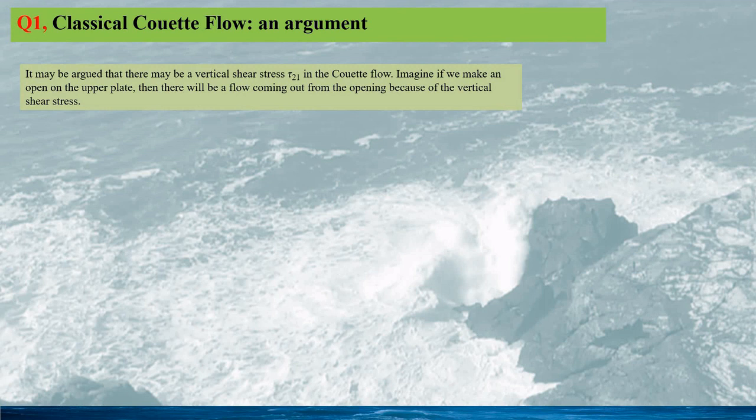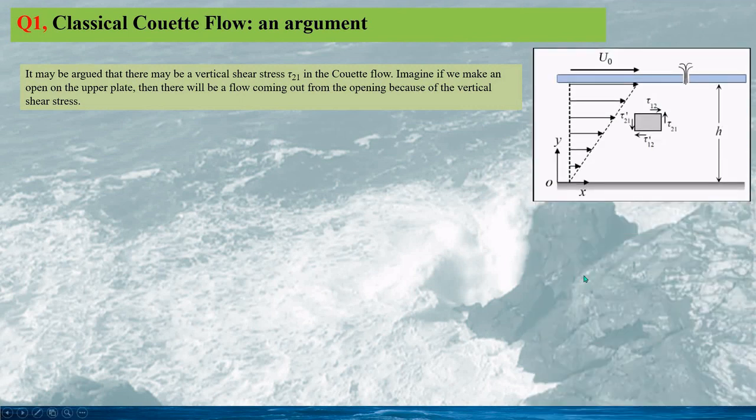It may be argued that there may be a vertical stress tensor, but the wall of the upper plate has stopped a vertical flow due to tau 21. We can imagine that there may be a flow coming out. If we make an opening on the upper plate like this, is this true?